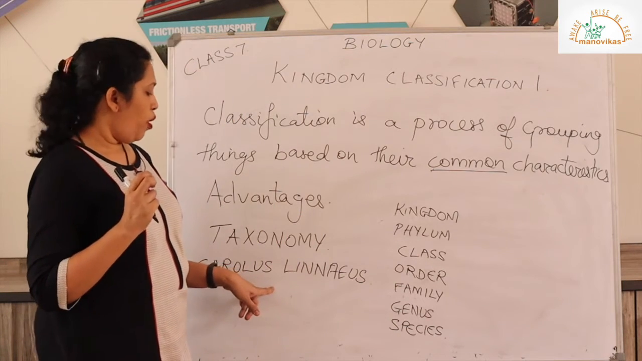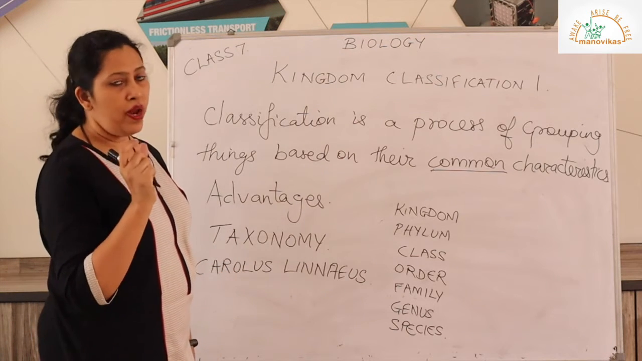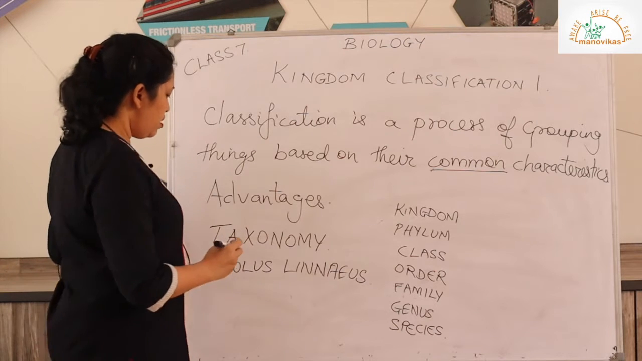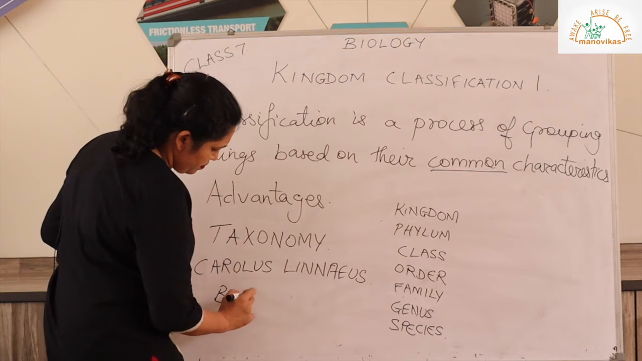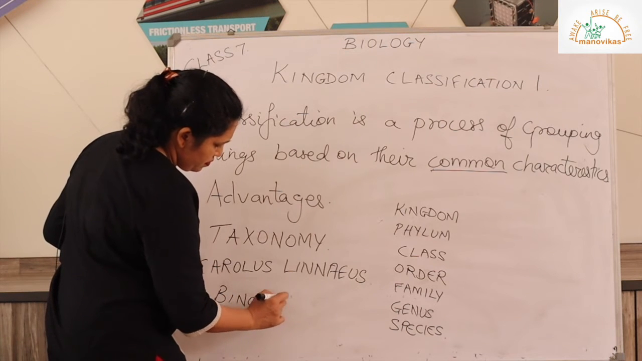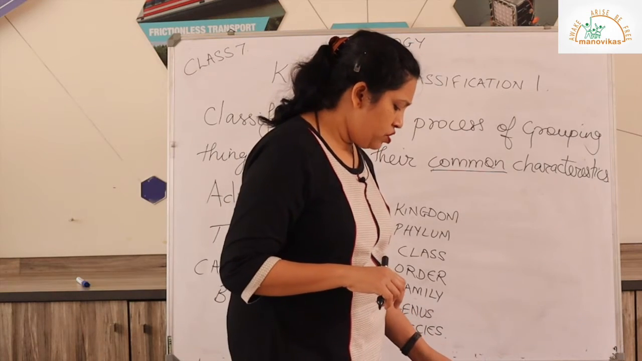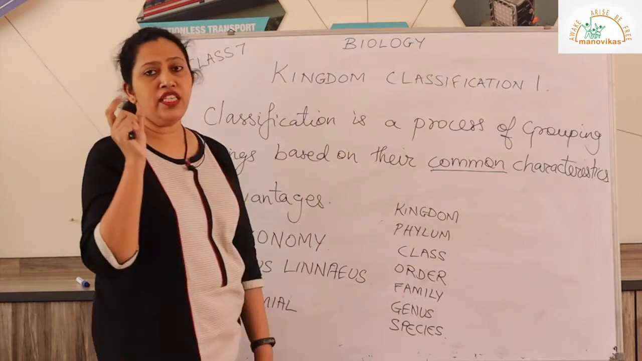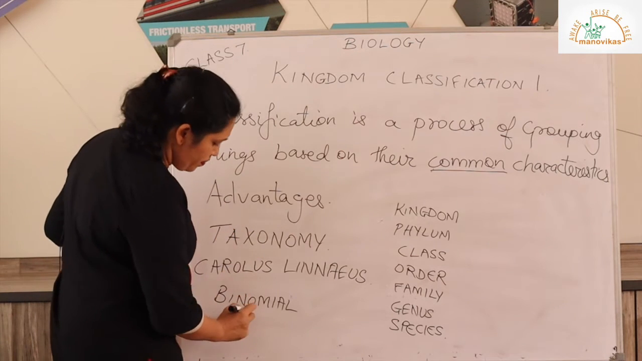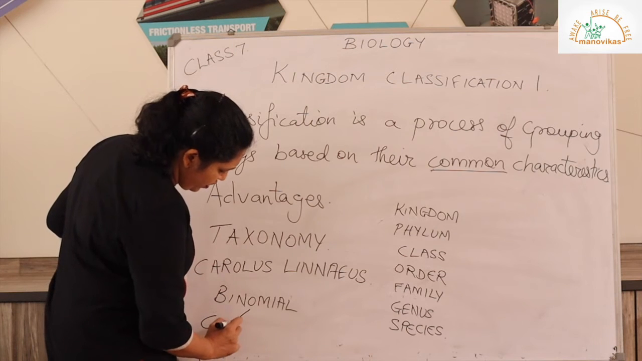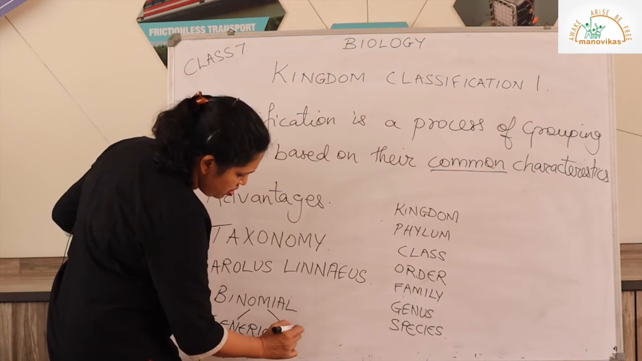The nomenclature he gave was only 2 things. Every animal or plant will have 2 names. Because of that it is called binomial nomenclature or binomial classification, which has a scientific name, and it is divided into 2 parts. One is generic and one is specific.